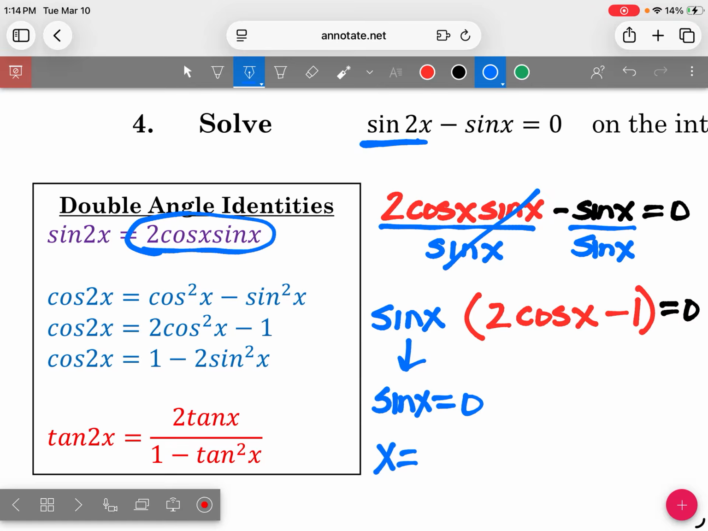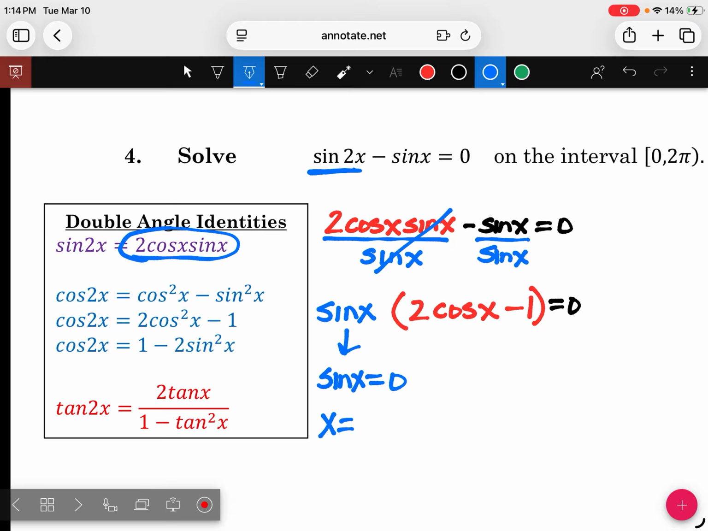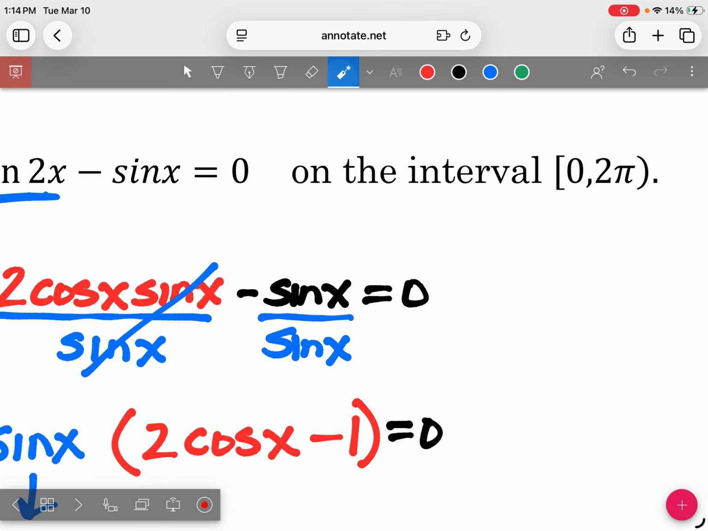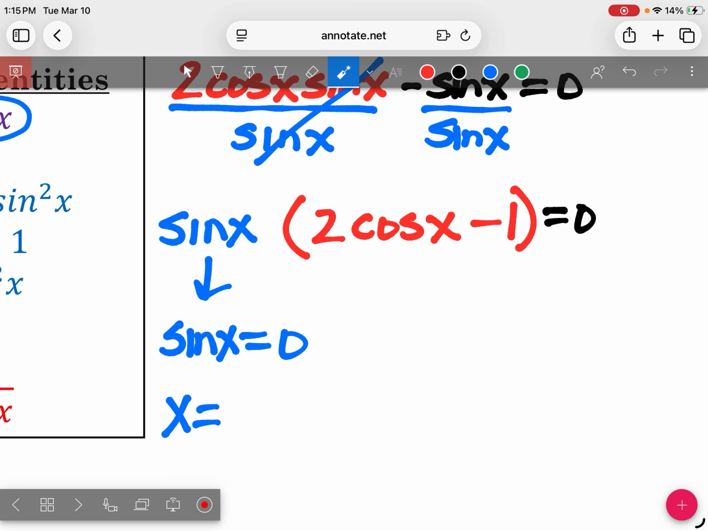Oh, okay. Well, we can't use 2 pi only because notice how 2 pi has a parentheses, but 0 has a bracket. So we don't use the 2 pi, we use 0. So our answer would be 0 and pi.